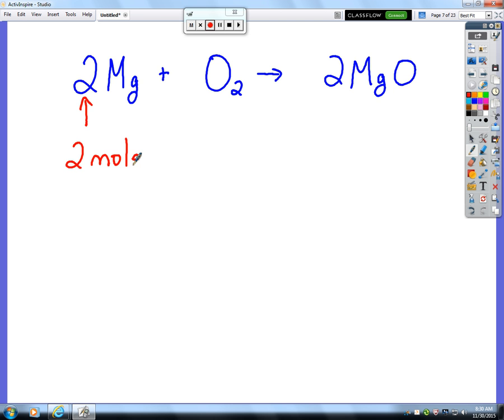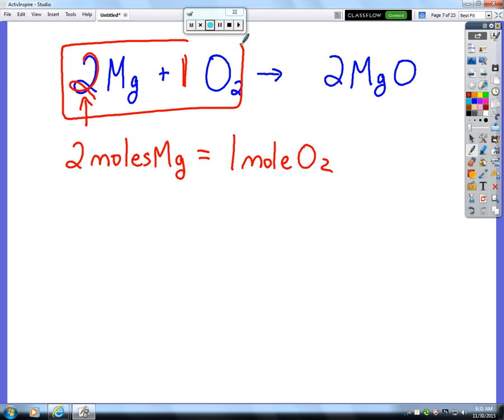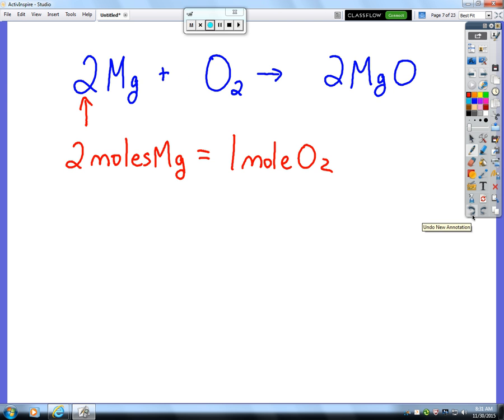Okay? So 2 moles of Mg, what do you have? That's equal to 1 mole of oxygen. Because for every 2 of these, you need 1 of those. Isn't that a relationship right there between those 2 items? It is. Just like your box and your eggs, okay? And that 1's not written, but I can write it there.